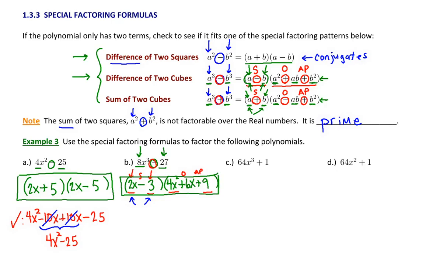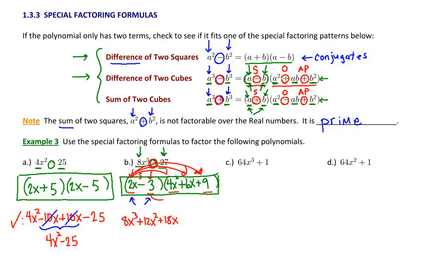Okay, let's check it for good measure. Remember, when we're multiplying a binomial times a trinomial, we're first going to distribute our first term, 2x. So 2x is going to get distributed to all three of those. Let's see what that gives us. 2x times 4x squared gives us 8x cubed. 2x times 6x gives us 12x squared. 2x times 9 gives us 18x.